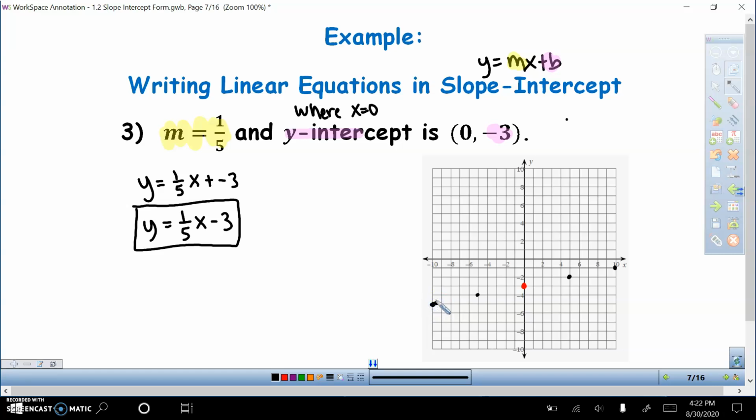Now, you just kind of want to double check before you connect your points. You have a positive slope, so it should be increasing left to right. So you would take a straight edge and you would connect all of your points. And your graph should look something like that.